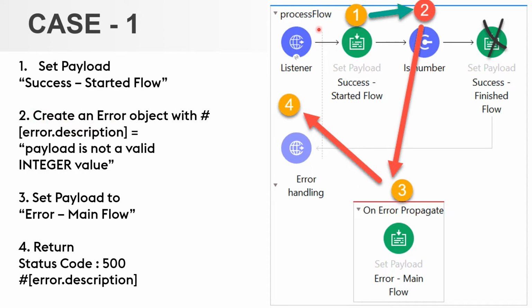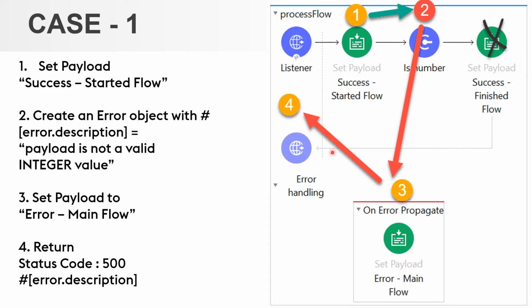Now, because we got an error object generated here, it will look for error handling. Here in error handling, it has on error propagate. And in on error propagate, what is written in set payload? It has error main flow. But if it is on error propagate, will this payload be returned to the client? No. If it is on error propagate, it's red in, red out, error code 500, and we send to the client the description which was set by the error object generator. In this case, it is payload is not a valid integer value.